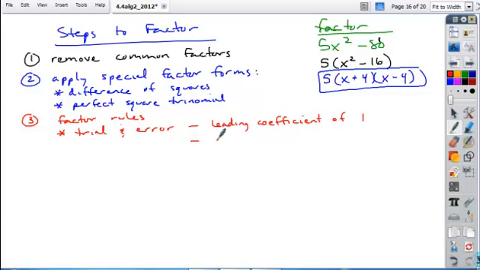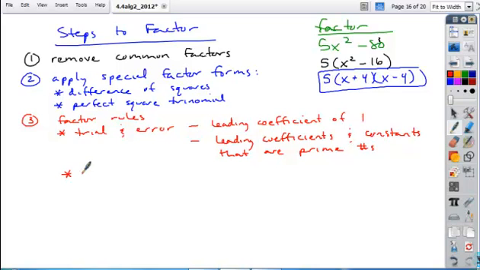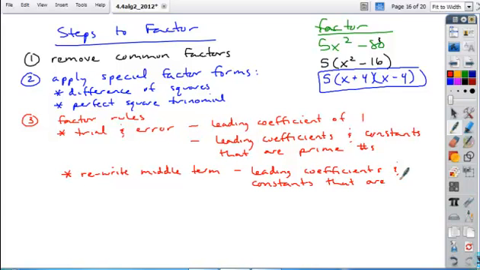It works well for leading coefficients and constants that are prime numbers. And then the alternate method is to rewrite the middle term. And this is useful when the leading coefficient and constants are not prime numbers. And so that's kind of the steps that you should take or approach when you're looking to factor.